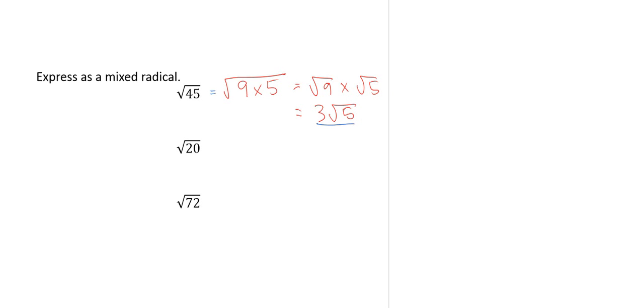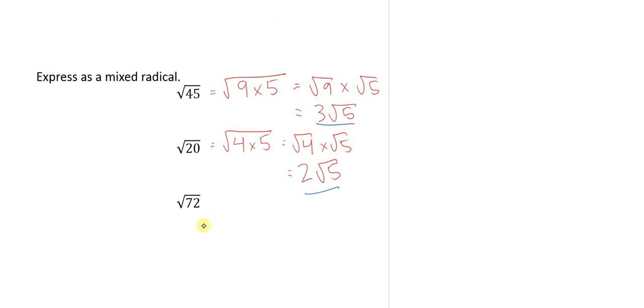Next example, square root of 20. So again, what multiplies together to give us 20? Well, I think of 4 times 5. Therefore, root 4 times root 5. Root 4 is equal to 2, so we get 2 root 5. So the square root of 20 is equal to 2 root 5. We've expressed root 20 as a mixed radical.